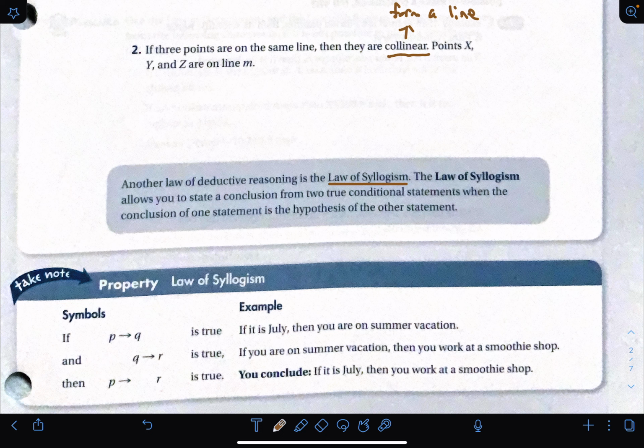Here's an example. If it is July, then you are on summer vacation. If you're on summer vacation, then you will work at a smoothie shop. Conclusion, if it is July, then you work at a smoothie shop.